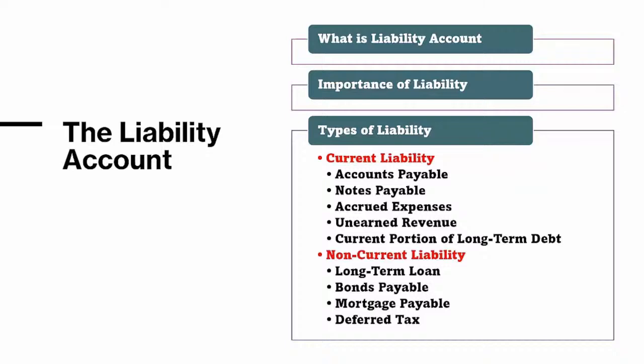Liabilities arise when the business borrows money, buys goods or services on credit, or incurs expenses that it hasn't paid yet. In simple terms, liabilities are the amounts the business owes to other people or organizations, such as banks, suppliers, or tax authorities. Liability accounts help track these obligations. Each type of liability is recorded in its own account, so we can easily see who the business owes money to and how much.